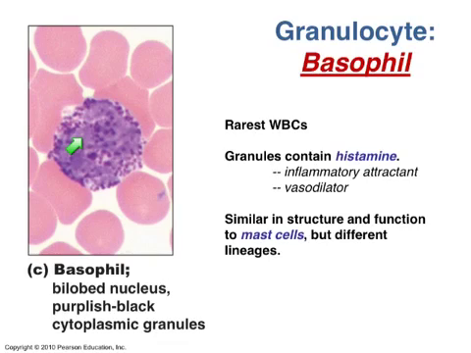And what I mean by they have different lineages, I mean they have different precursor cells. So mast cells come from a different precursor cell than basophils do.